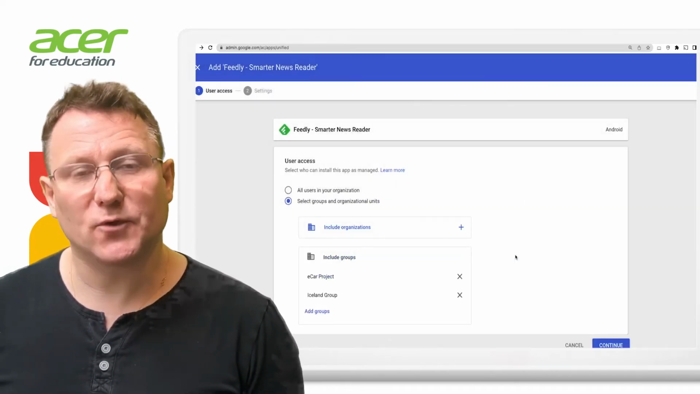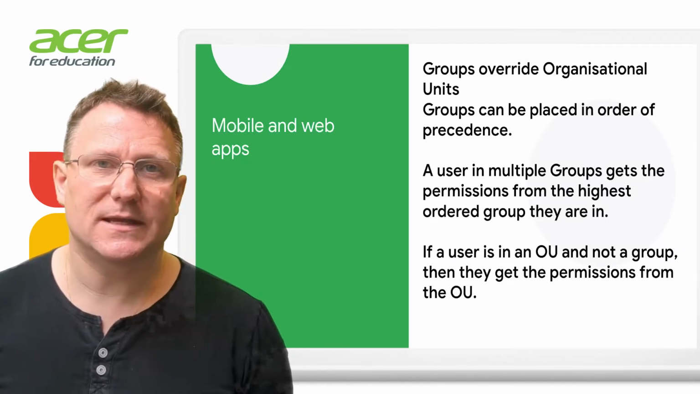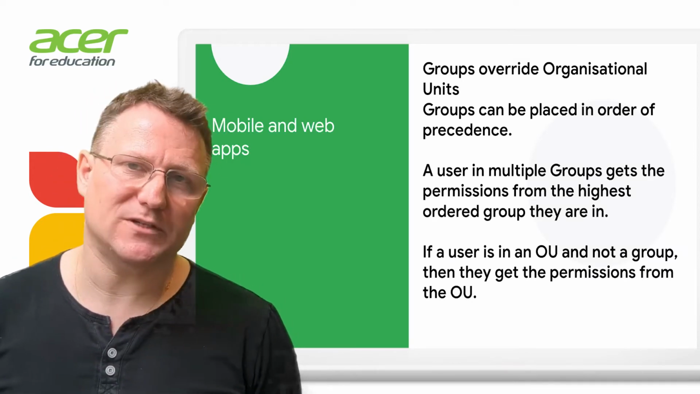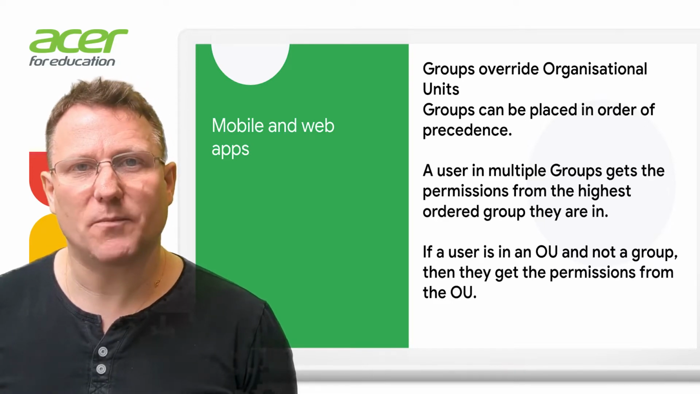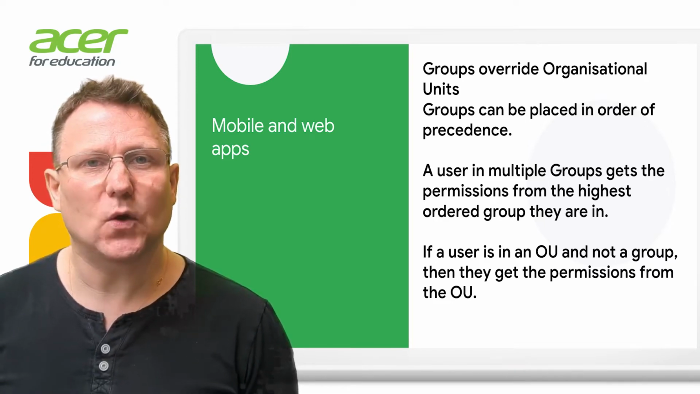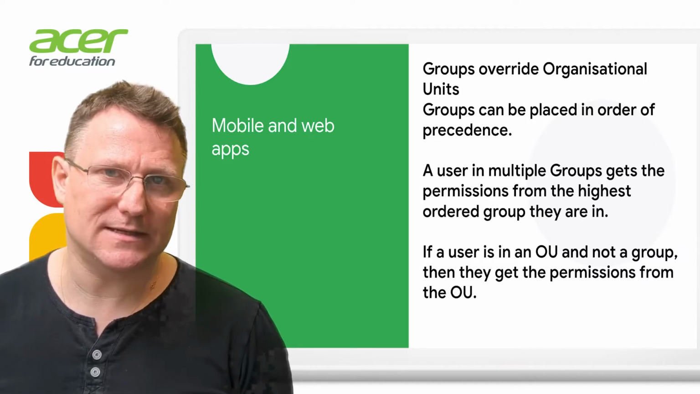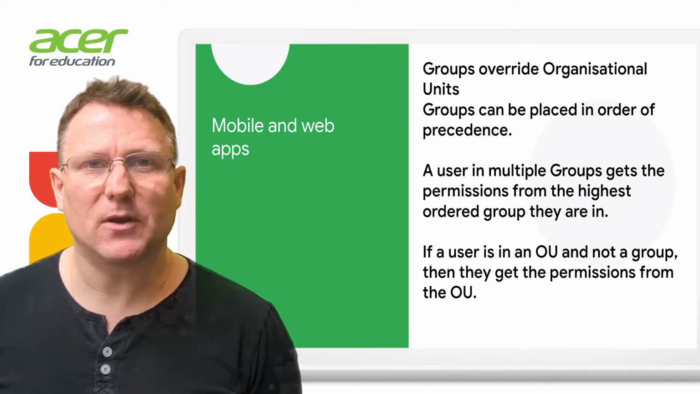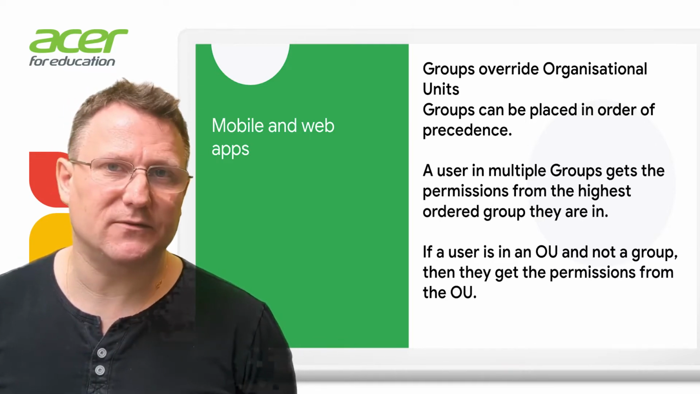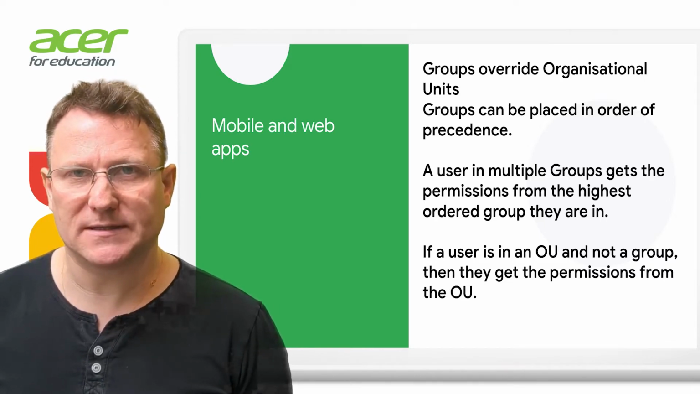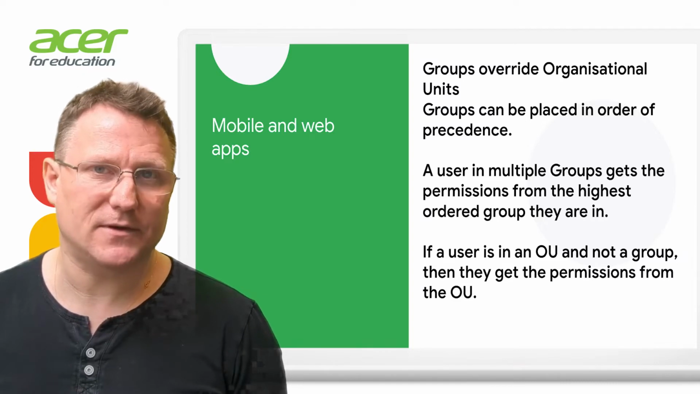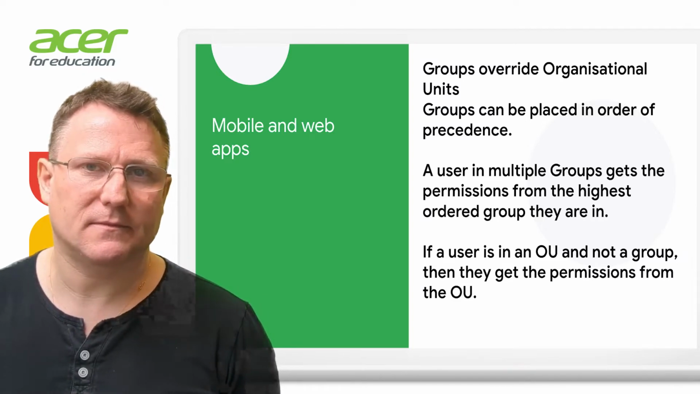You can add both groups and organizational units depending on the edition of Google Workspace you have. Group settings are applied at the top organizational unit level and override organizational unit settings. If a user belongs to multiple groups with conflicting configurations, the settings are applied in order of group precedence, which you can set after you add the app.